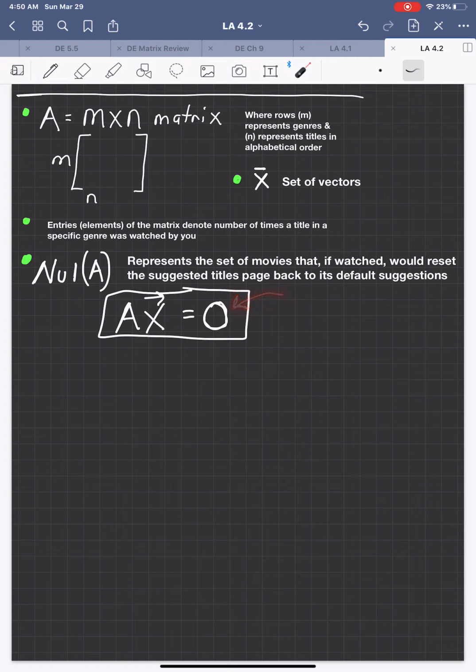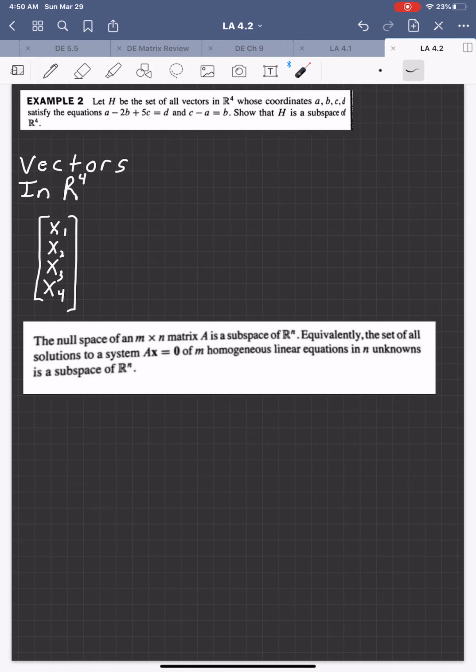Does that make sense? So you can think about the null space as a way of mapping back to the initial suggestions when you first logged in. Okay. Let's actually do another example.